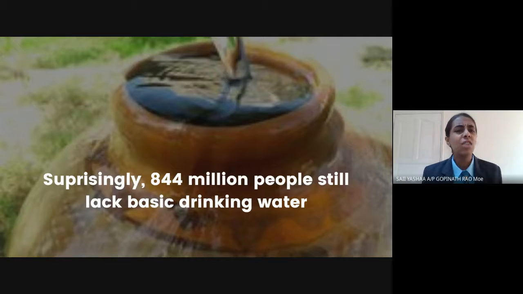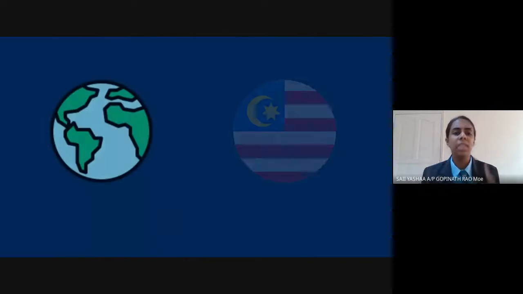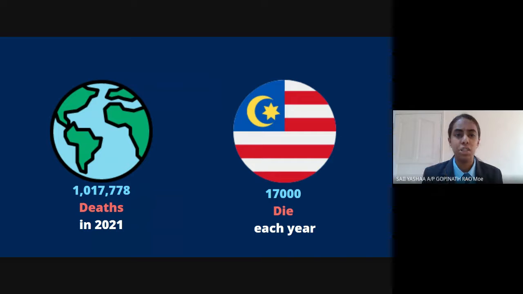Surprisingly, 844 million people still lacked even basic drinking water, and water stress affects more than 2 billion people, with this figure projected to increase globally. Globally and locally, these are some of the projected numbers. Now, this is a concerning issue.